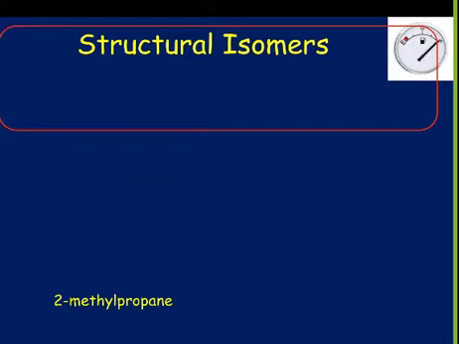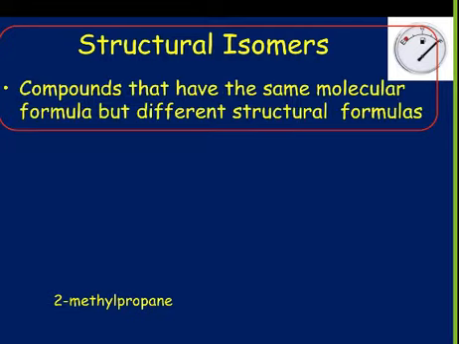So we have this definition of structural isomers. I think that is on the top of page 165. So structural isomers are compounds that have the same molecular formula but different structural formulas.